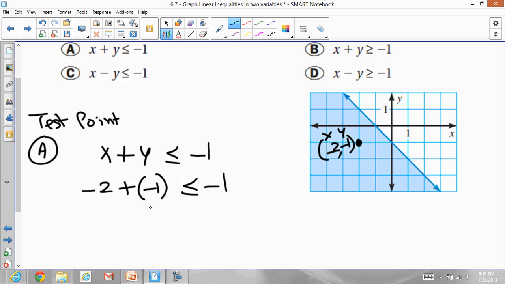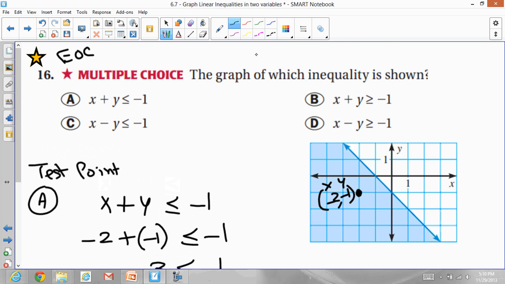-2 combines with -1 to give you -3. And now I'm checking to see, is -3 less than or equal to -1? The answer is yes, -3 is less than -1. So in this case, this inequality becomes true. Since this inequality becomes true, then A is my answer choice. If A doesn't work, then I have to test B, C, and D to figure out which will work.